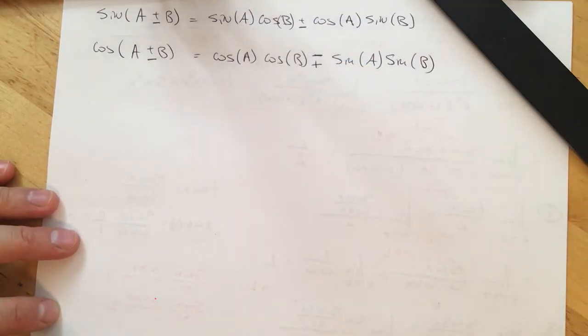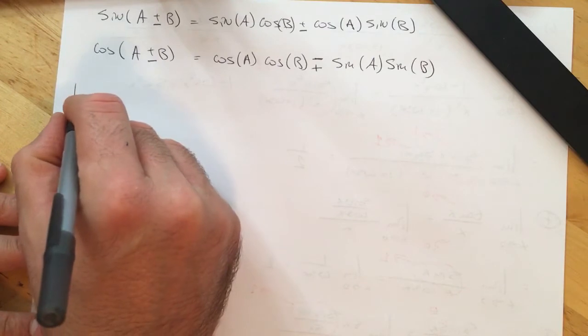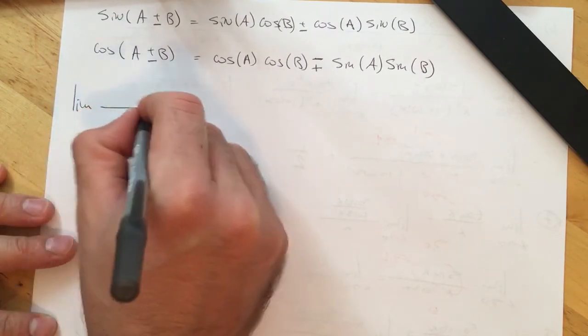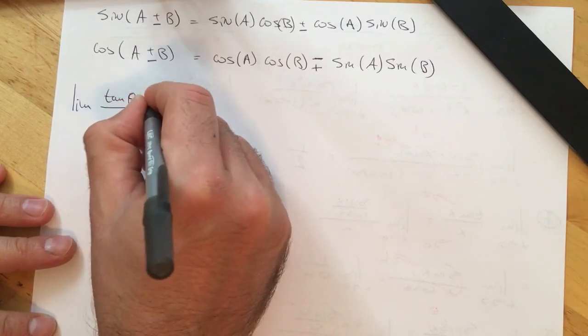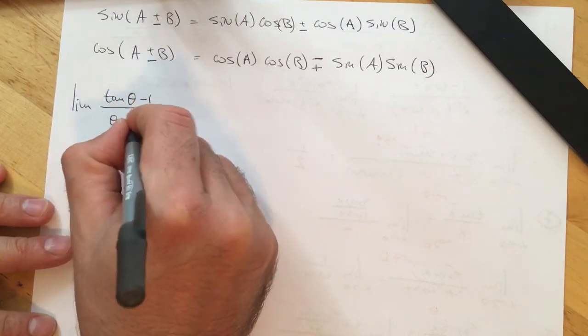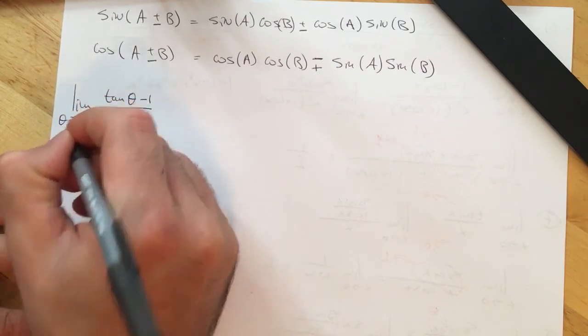Okay, so let's have this limit of tangent of theta minus 1 over theta minus pi over 4. And now be careful, theta approaches pi over 4.